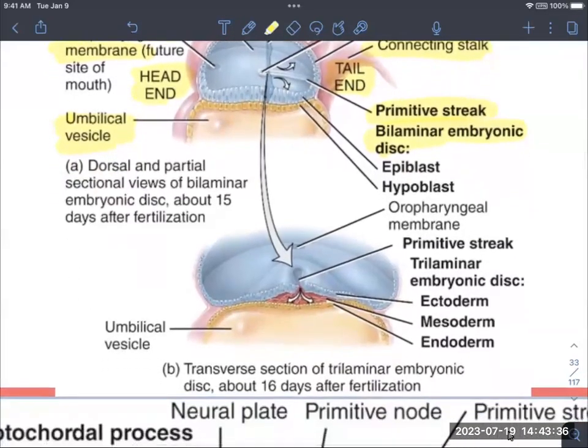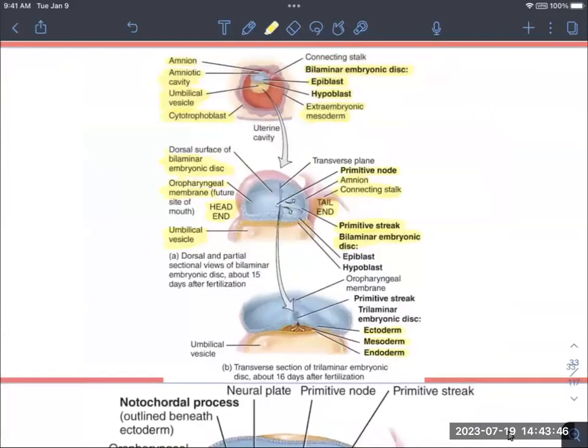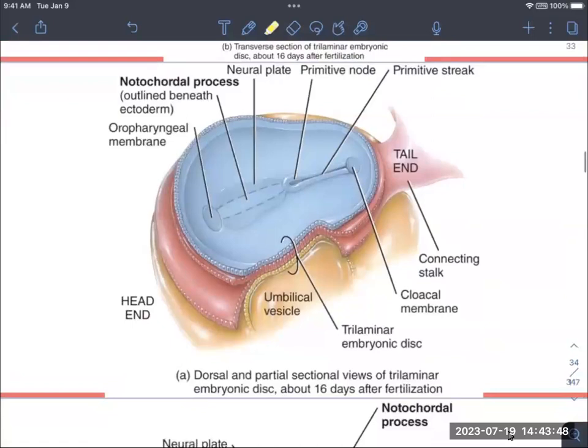Now we're starting to build new cells coming in the middle here. Those new cells in the middle about week 16, this is where we get that ectoderm, mesoderm, and endoderm. And after 16 days, we have that trilaminar embryonic disc now as these cells just continue to develop. We're starting to get those notochordal processes, that neural plate, that primitive node, that primitive streak. We still have that tail end and that head end with that connecting stalk.